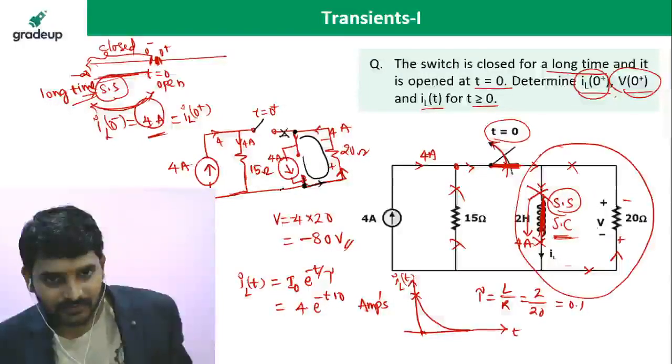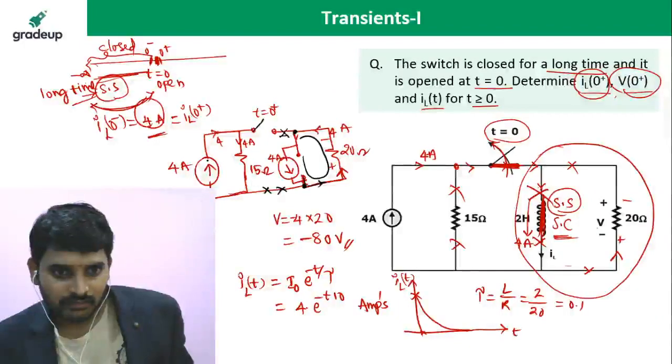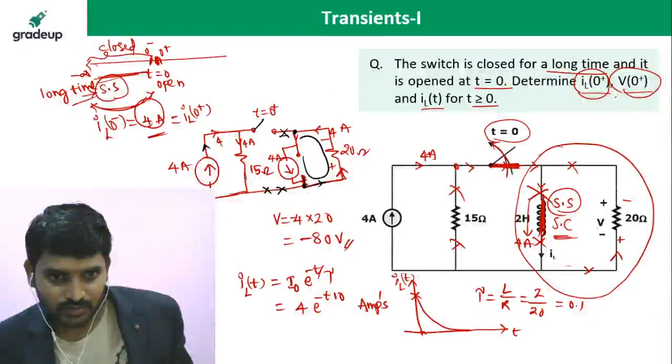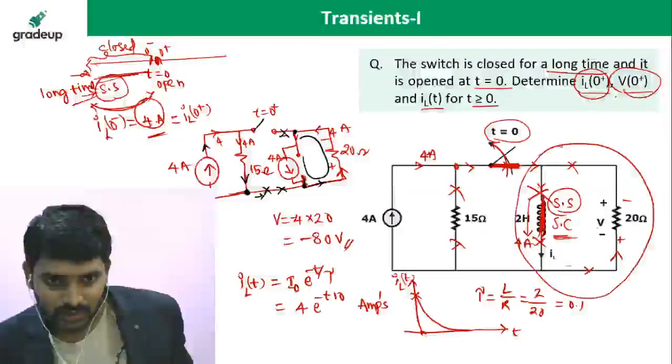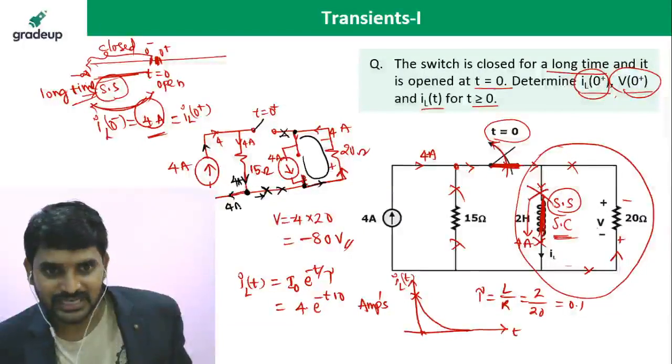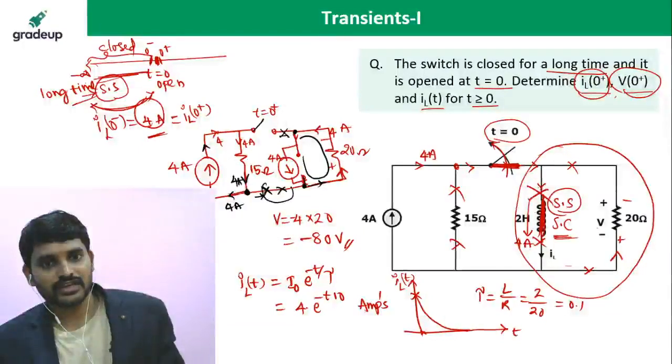Don't expect the current to flow in this branch. Why? Because 4 amperes is delivered by this current source and flows through this 15 ohms. It enters at this node. Is there any division of current in this direction? No. Then this entire 4 amperes will leave in this direction only, to satisfy KCL. No current flows in this path.